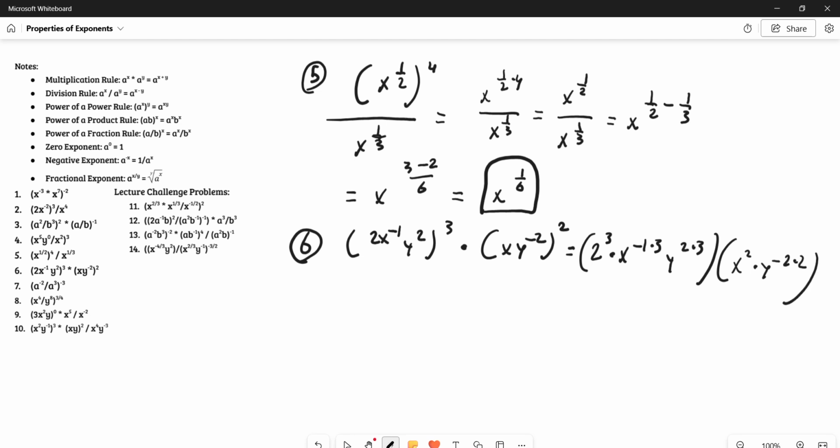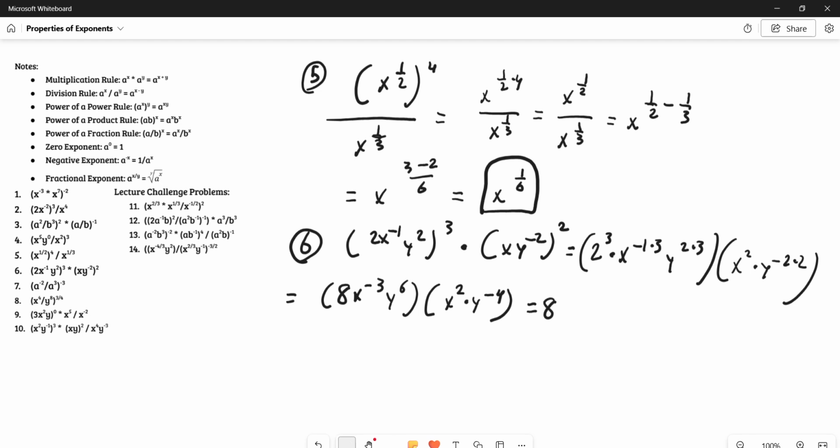And then now we just evaluate everything. So this would be 8 times x to the power negative 3 times y to the power 6, and all that times x squared times y to the power negative 4, because negative 2 times 2 is negative 4.